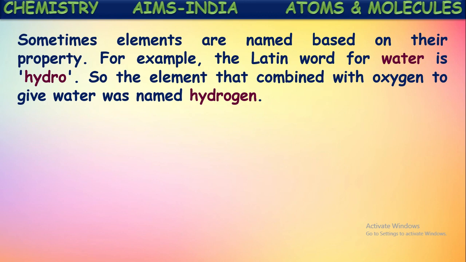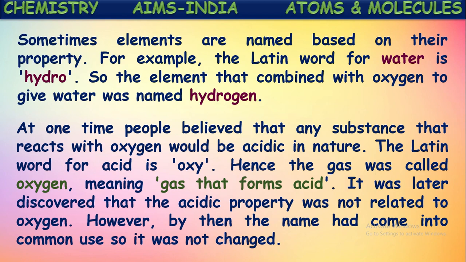They assumed that this element on combination with oxygen produces water. So they have given this name hydrogen for it. Hydrogen means water former or water generator. In that way, based upon that property of formation of water, the name hydrogen is given for that element. Let us see one more example.